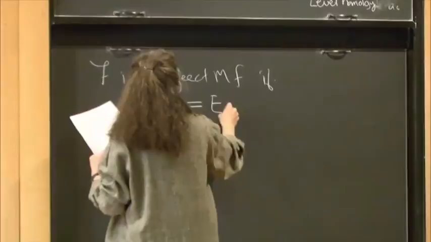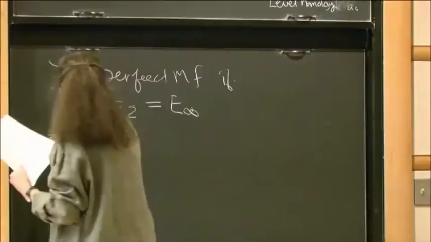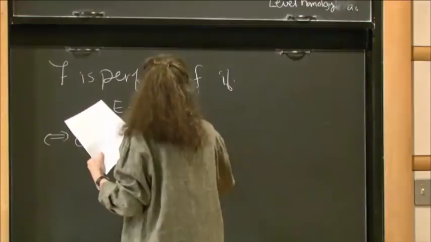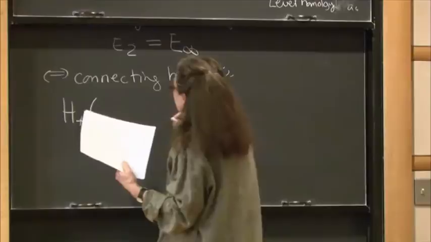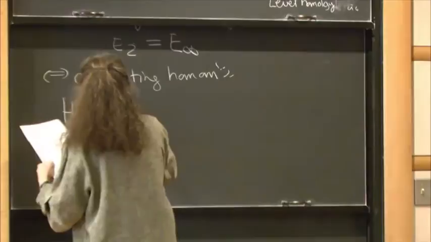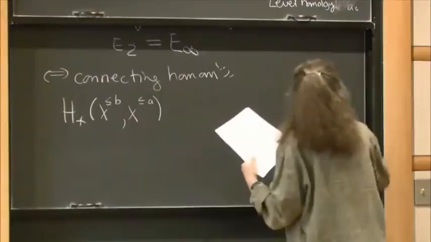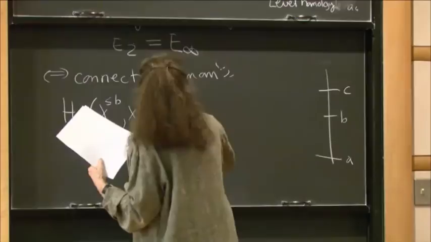And this is true if and only if all the connecting homomorphisms vanish. The connecting homomorphisms are maps from, let's say, H. If we have these long exact sequences for every triple, so let me do A, B, and C, because otherwise I'm going to get messed up. Here I have A, B, C in this order. So this maps into the homology of X less than or equal to C, X less than or equal to A.